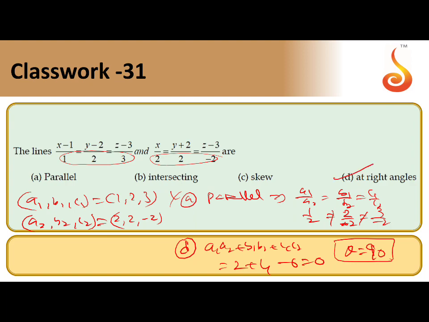Answer is what? D only. If these two are not matching, you can go for intersecting lines and skew lines. So maximum they will not ask intersecting and skew lines. You can take this one over here. So what is the method of checking intersecting and skew lines?